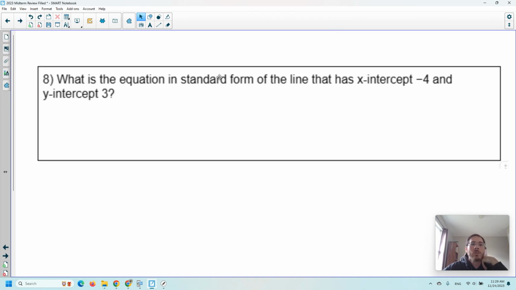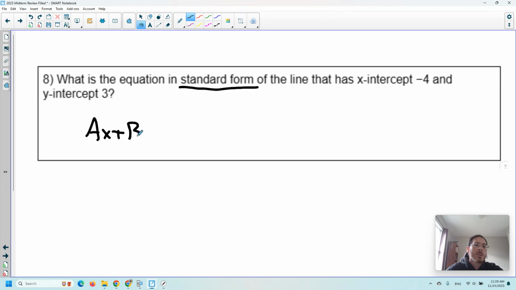All right, number 8, what's the equation in standard form of the line that has x-intercept -4 and y-intercept of 3? So in this case, they're telling us we have to use standard form. So we're going to start with standard form, which is ax plus by equals c. We did a pretty decent job when we had this one on the test. We know that if it's got the x-intercept of -4, that's got to be the b value. So it kind of flip-flops. If we've got a y-intercept of 3, we want 3 to be the a value.